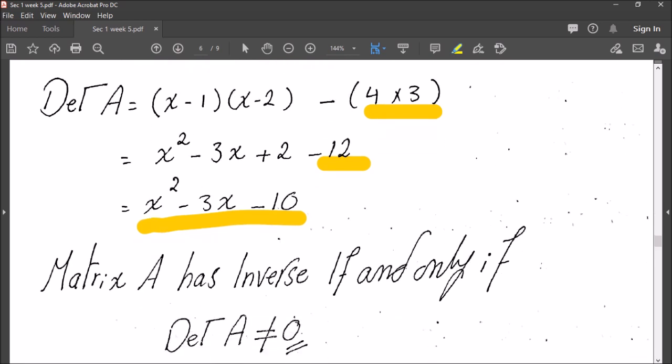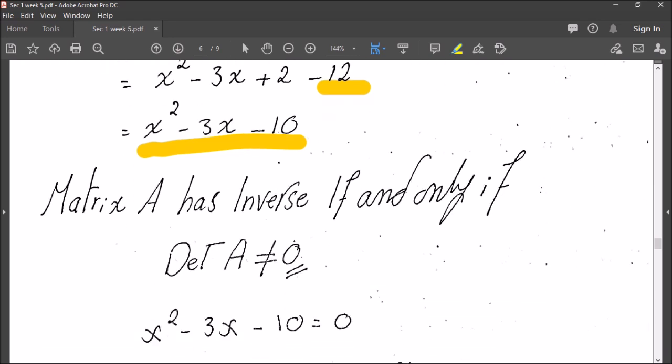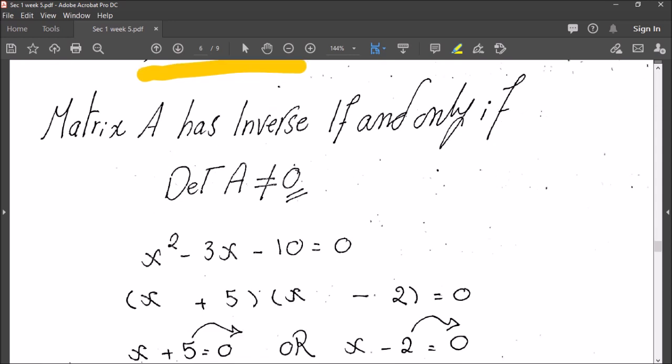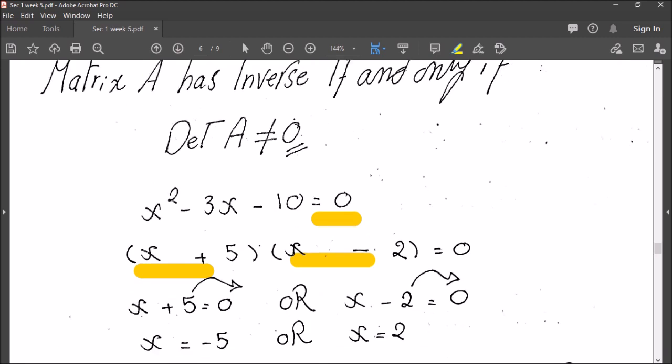Matrix A has an inverse if and only if determinant A is not equal to 0. So x squared minus 3x minus 10 equals 0. We factorize to x plus 5 and x minus 2. So I have two solutions: x plus 5 equals 0 or x minus 2 equals 0.